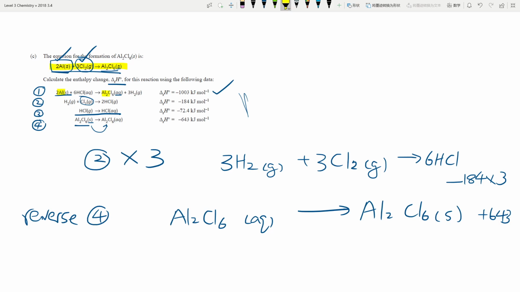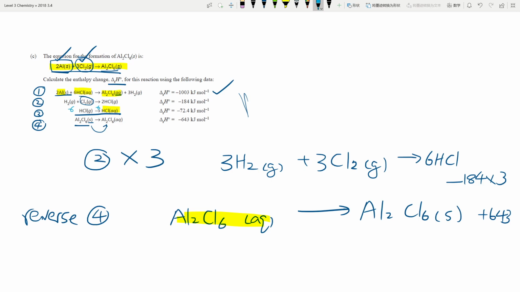Can you see the Al2Cl6 aqueous that's highlighted is going to cancel out with this Al2Cl6 aqueous on the right hand side? So these guys will go. I have a problem in my reaction. I have no HCl aqueous, so I need to get rid of these guys somehow. How do I get rid of them? I need to have 6 HCl aqueous on the right hand side, and I'm just going to use a different color pen. If I multiply this guy by 6, so this has to go by 6.